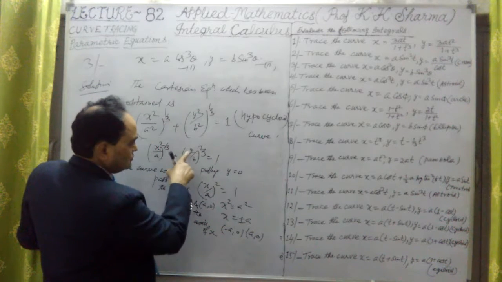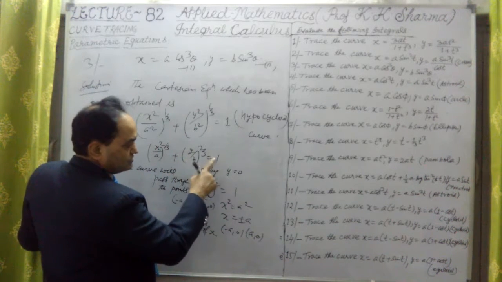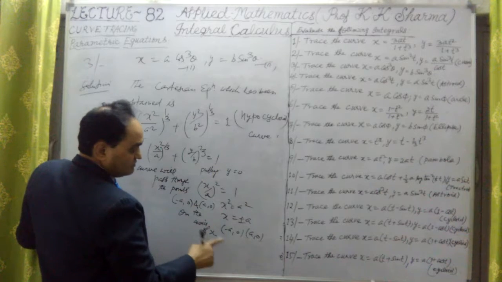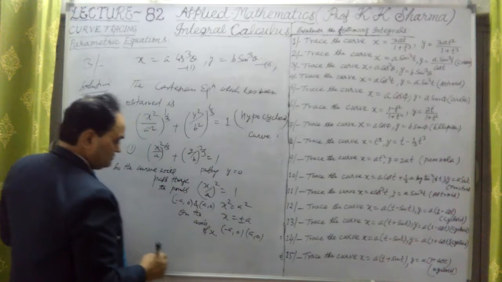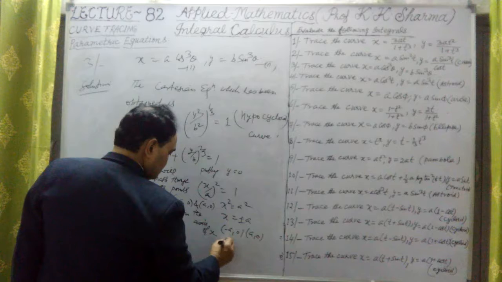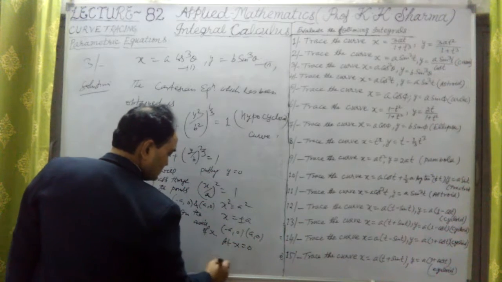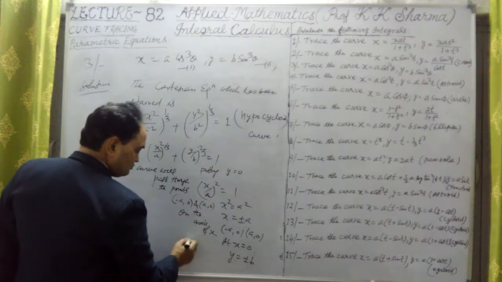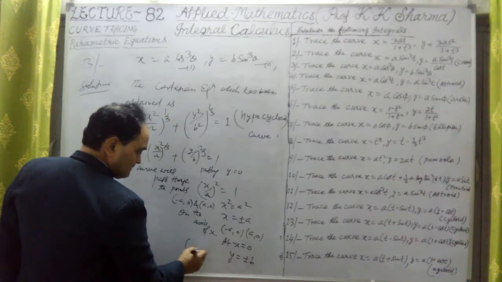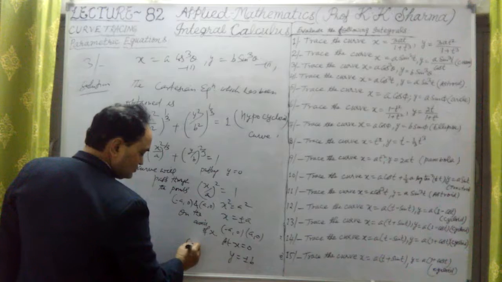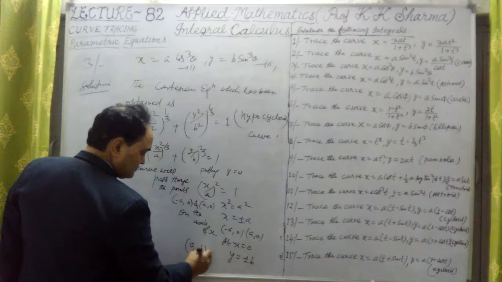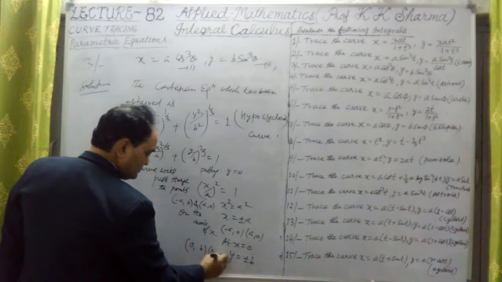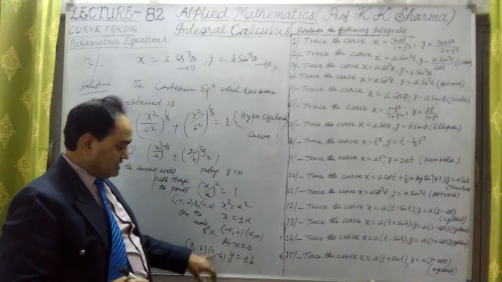At x equal to 0, y upon b is also there, so y square equal to b square, that means y equal to plus minus b. Okay, so that means at x equal to 0, y is equal to plus minus b. So y is 0 and y plus b, and 0 and minus b. There are 2 points on the axis of y.